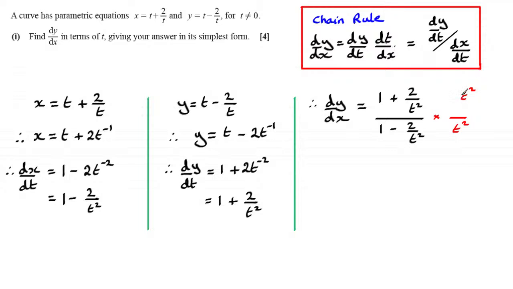2/t squared times t squared will just leave you with 2. Okay, the t squareds will cancel. And when it comes to the denominator, 1 times t squared is t squared. And -2/t squared times t squared will be -2. So this is what you should end up with.